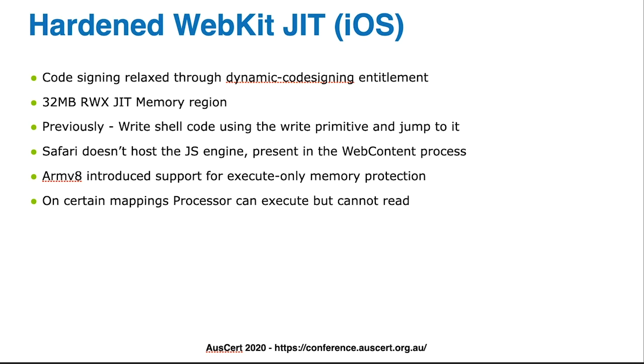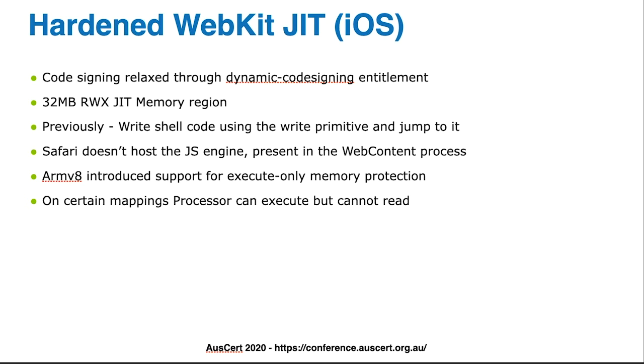Code signing is relaxed for WebKit in iOS by using the dynamic code signing entitlement, which means that the code can read, write, and execute on the same memory region. So the previous exploit, what they used to do is write the shellcode using the initial write primitive that they get, and then just jump to the shellcode.